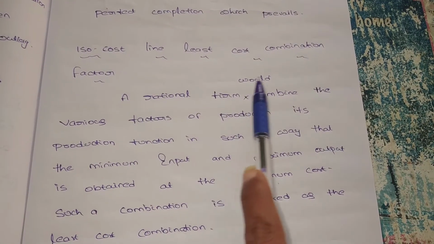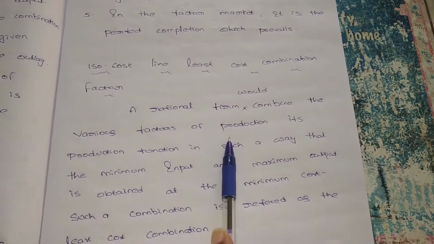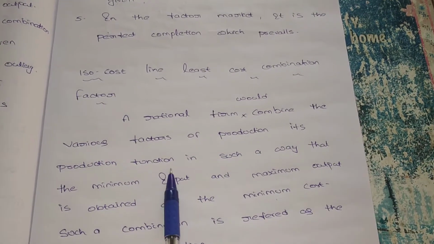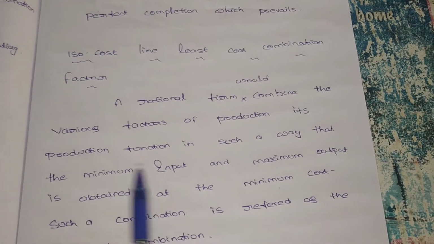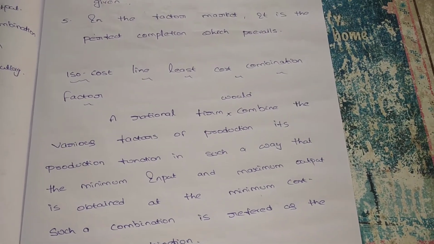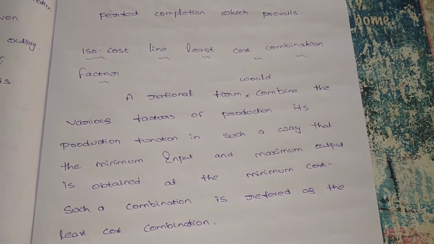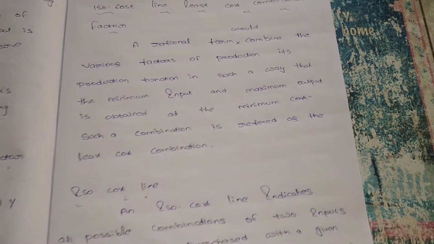A rational firm would combine the various factors of production in its production function in such a way that it uses minimum input and gets maximum output. We are taking minimum input here, but we want maximum output at a minimum cost. Such a combination we can say is a least cost combination.